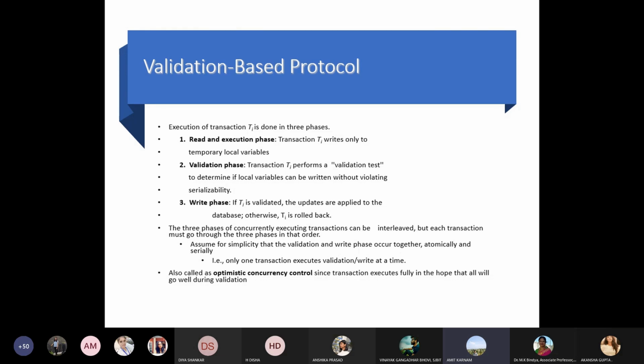The read and execution phase is where the transaction writes the data. It doesn't write the data into the database directly, but into a temporary variable. In the validation phase, validation occurs to see if the local variable is violating any serializability. If this validation passes, in the write phase the data is written into the database, otherwise it is rolled back. Since we hope that the data is validated, this protocol is also known as optimistic concurrency control.